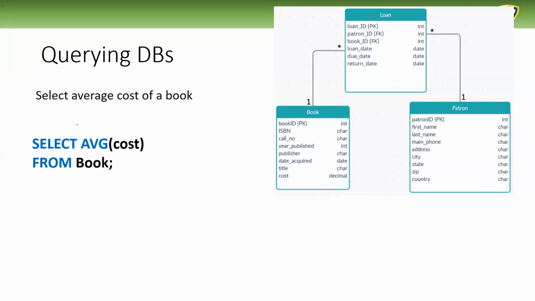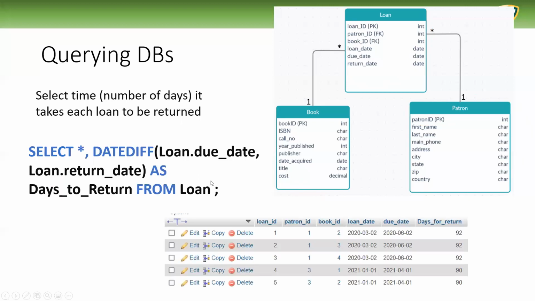An interesting function that you can use probably is the average cost. What's the average cost of all the books? Well, it's very easy to do. Just select average cost from the book, type it in, you run the SQL query, and it gives you the average cost of all the books.